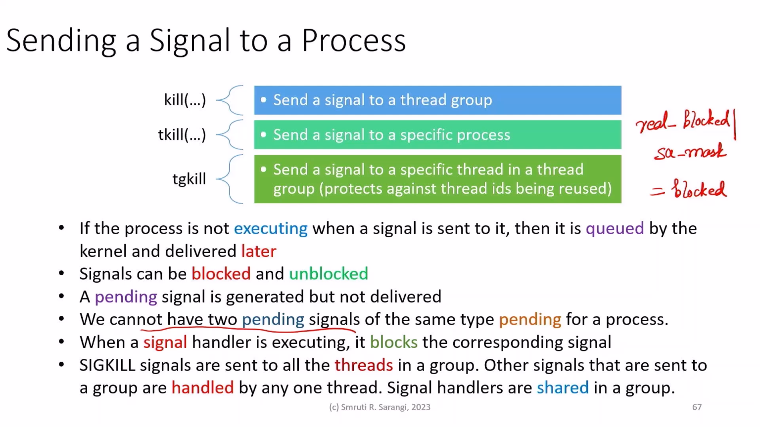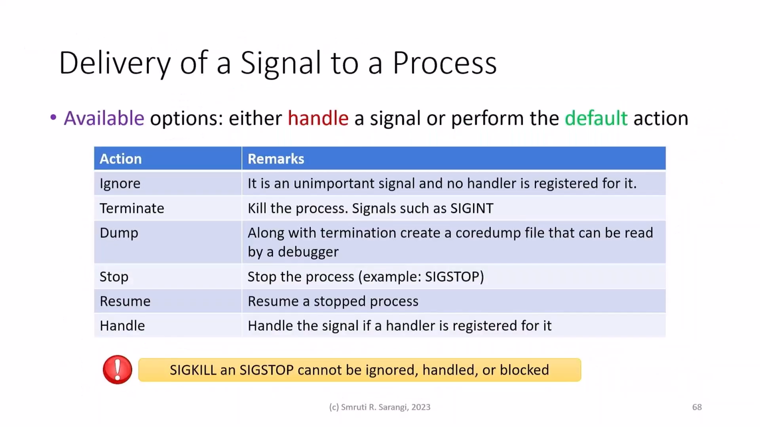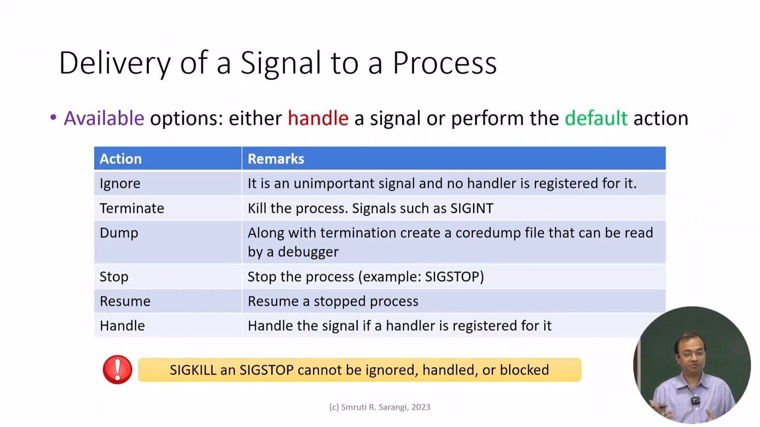Is that fine? So now let's look at how you deliver a signal to a process. What we have discussed earlier is that a signal handler is registered by the process with the kernel, where you are telling the kernel that in case this signal comes, you call this function. That is what registering means. So again, as you can see, the main thing coming into the picture is a function pointer.